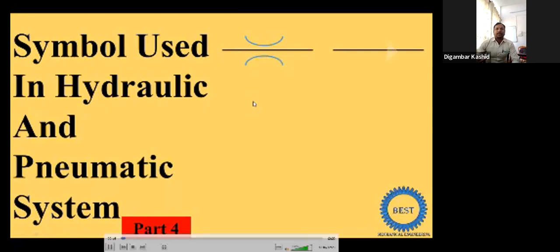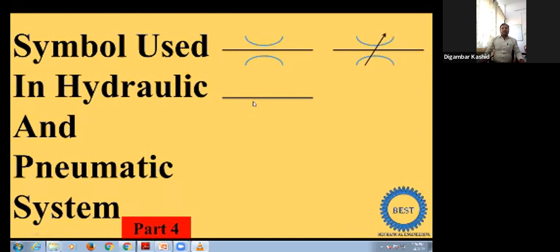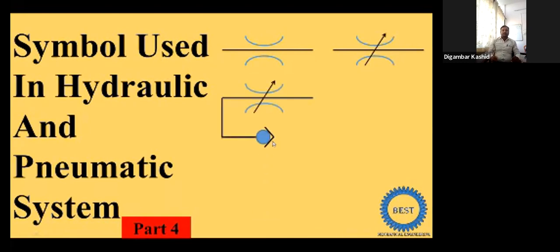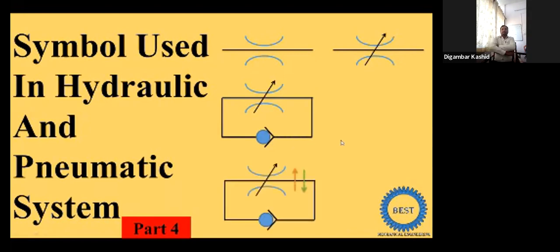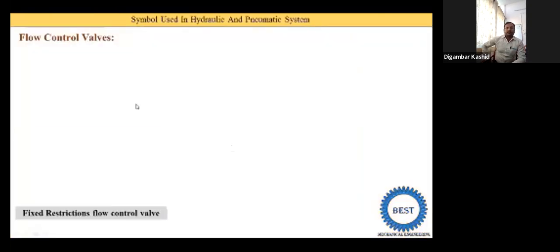Then various pipelines, accumulators, intensifiers, and the different types of heat exchangers. So first, I explain the symbols of the flow control valve. Here on this screen you see that different symbols are used for the flow control valve. All these symbols are for flow control valves, and every symbol indicates something different. So here I explain them one by one.